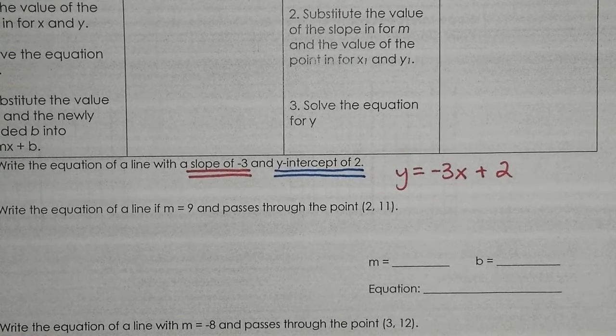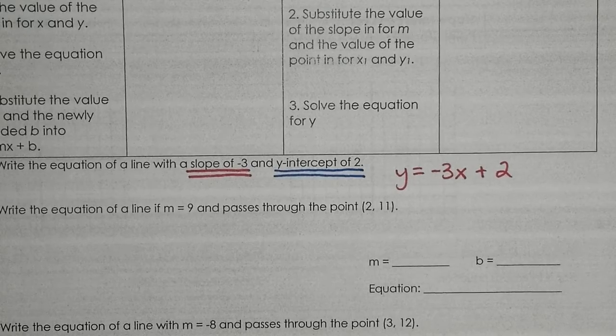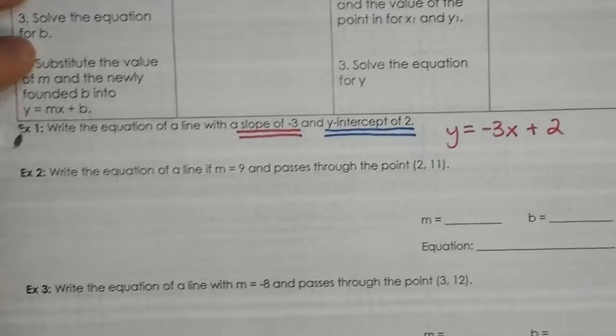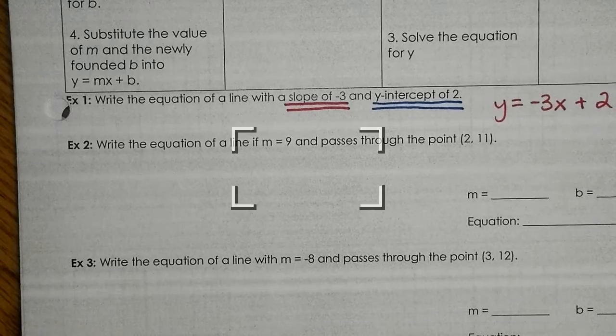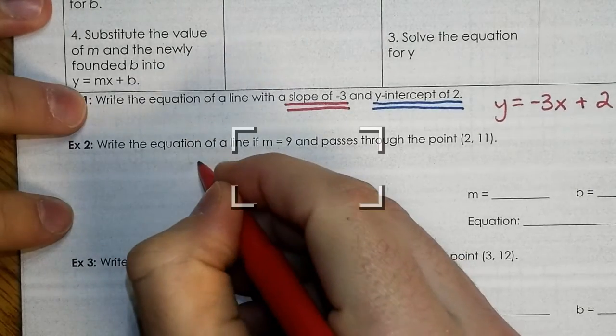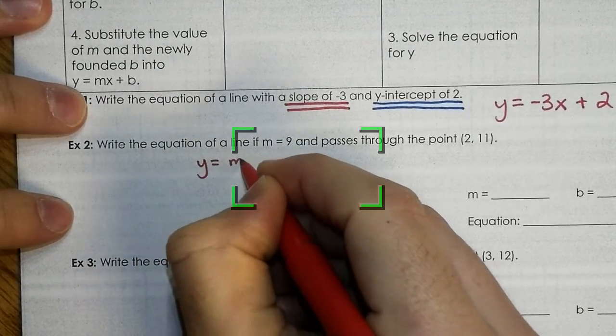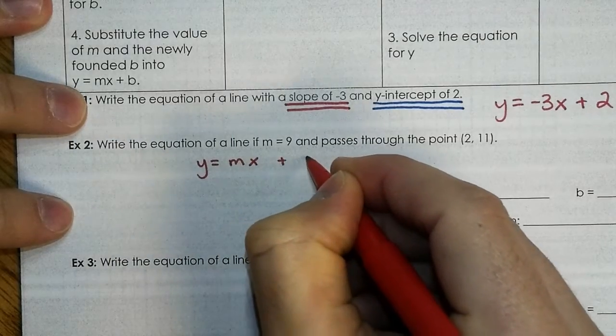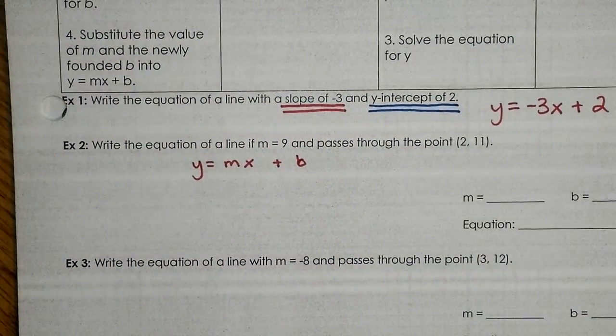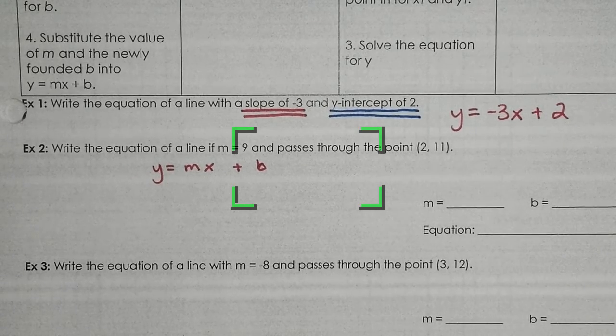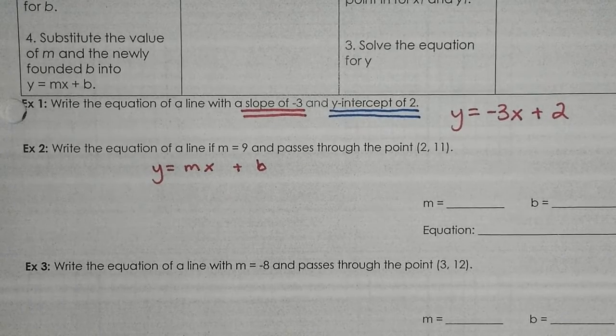All right, cool. Now this is where the fun begins. Y'all ready for this? Now, for number 2, because this is what the questions are going to be looking like more on the quiz. Remember our formula. Y equals mx plus b. First off, for number 2, it says write the equation of a line when m equals 9 and passes through the point 2, 11. Remember, that's our x and our y. 2 is our x, 11 is our y.